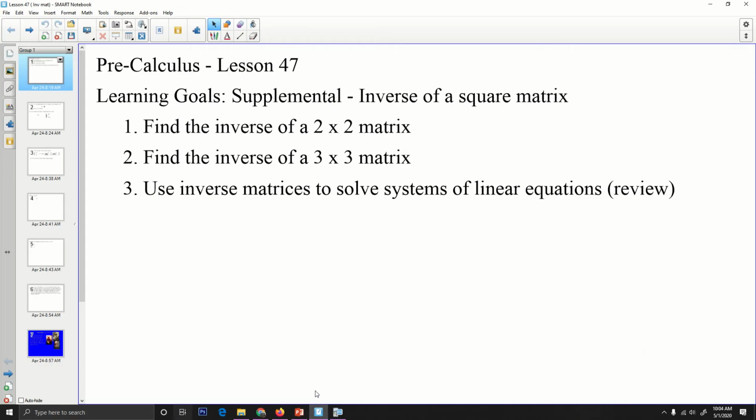Let's get to it. So these are the goals. This is a supplemental lesson; it's not necessarily in the book, but we are going to talk about the inverse of a square matrix. We're going to find the inverse of a 2 by 2 matrix by hand, and then we're going to use a graphing calculator to find the inverse of a 3 by 3 matrix. And then we're going to review using matrices to solve systems of linear equations, and that's one use of matrices. That's more of an algebra use of matrices. There are many, many more uses of matrices in statistics.